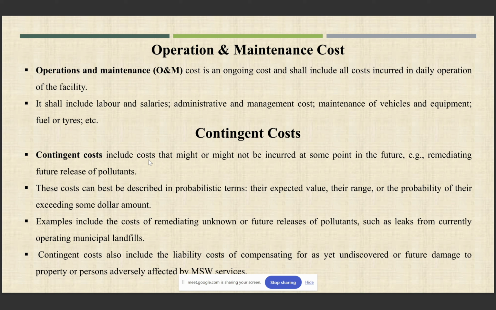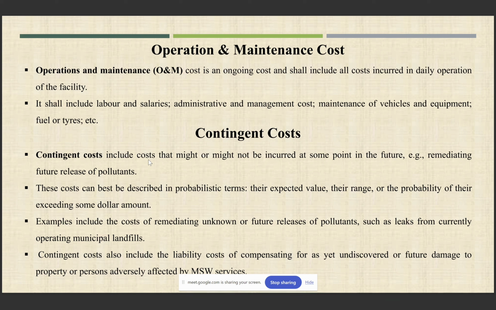So this will include the cost for remediating if there is some future release of pollutants or if there is some leakage from the landfill. Like there can be release of leachate into the groundwater, or there can be release of landfill gas into the air, which can cause pollution. So whatever cost that will be incurred for remediating that will come under the contingent cost.